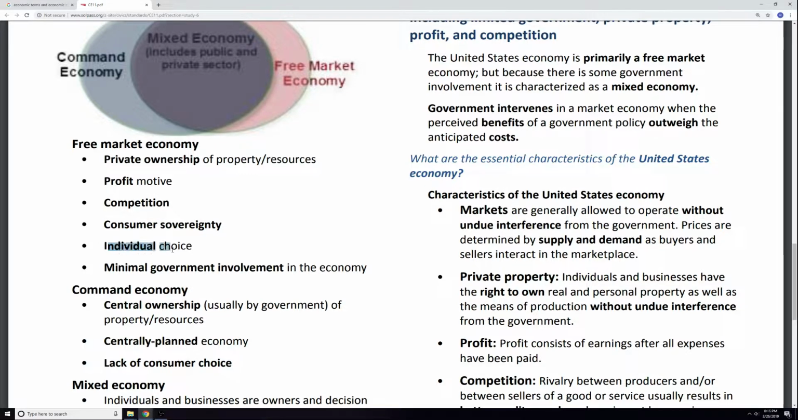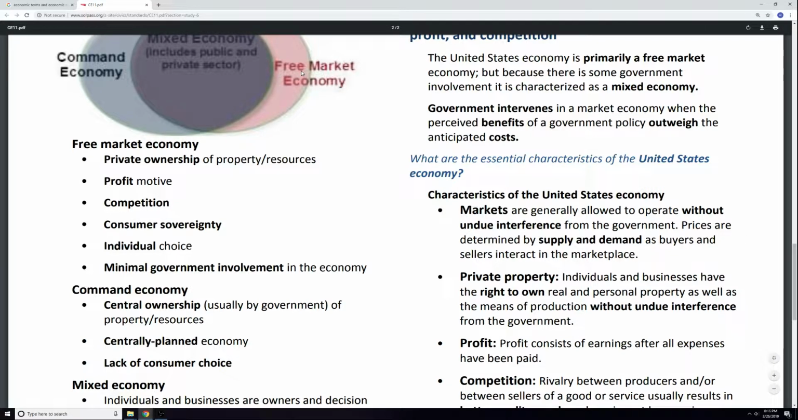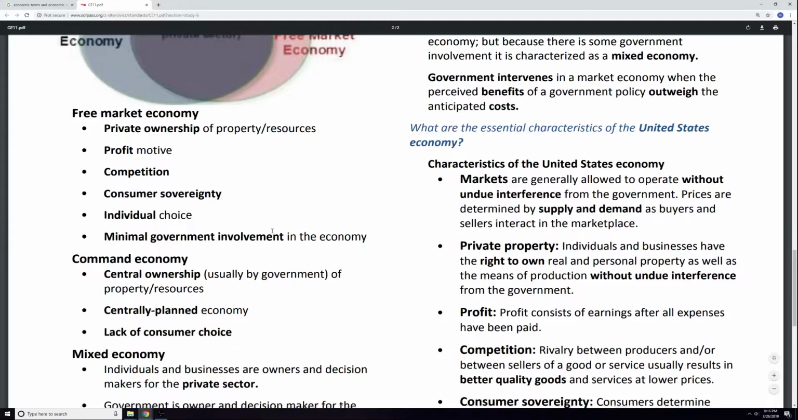Individual choice: you have a right to choose what you want to buy, like Nike, Adidas, Reebok, whatever. And the idea is minimal government involvement, basically none. Again, this one is a nice idea, but the fact of the matter is you have to have government to protect some things, which we'll get into in a second.